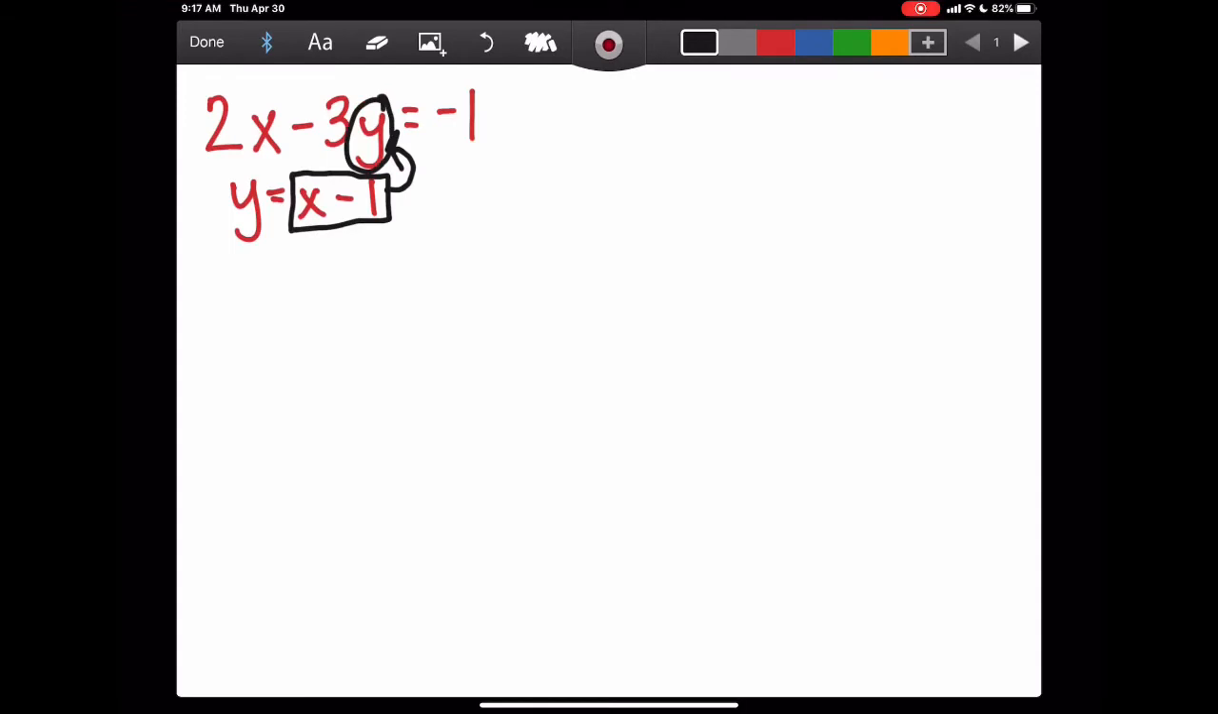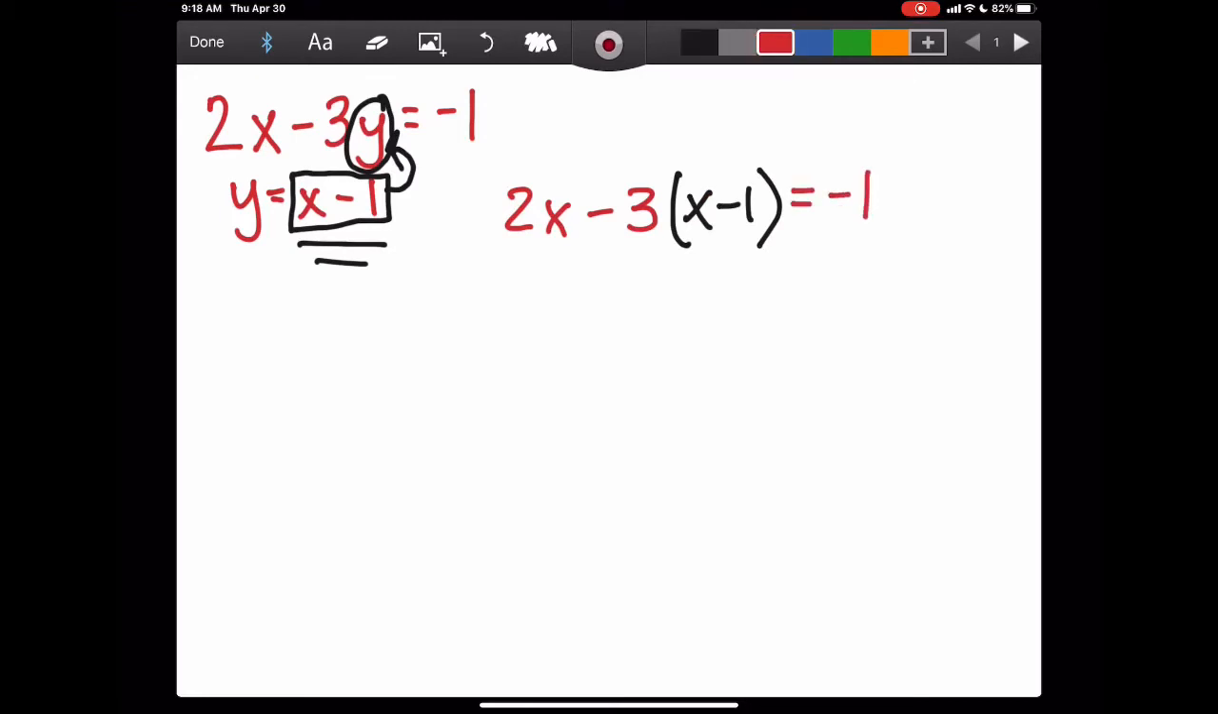So let's do that now. I'm going to write down 2x minus 3. Instead of writing y, I'm going to write what y is equal to, which is x minus 1, in parentheses, equals negative 1. Now, remember, when you have to distribute, you take what's on the outside of the parentheses and multiply it to everything inside the parentheses. So that's a negative 3 times x and a negative 3 times a negative 1.